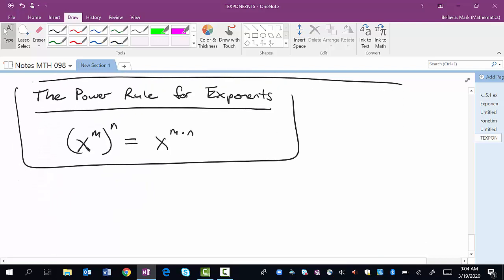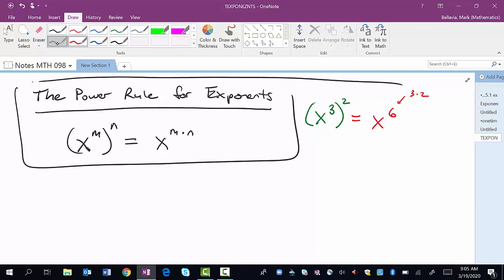Now I'll show you why, again, like I have in the past, why it works. Suppose I had x to the third power being raised to the second power. According to the rule, this should be x to the 3 times 2, which makes this x to the 6. Right? This is using the rule we just talked about.